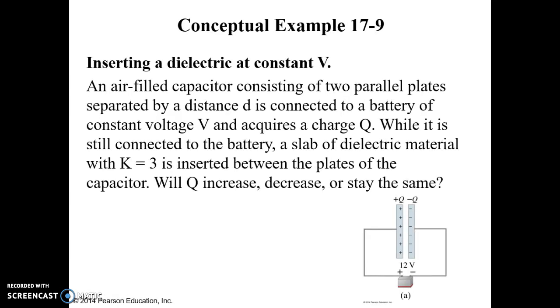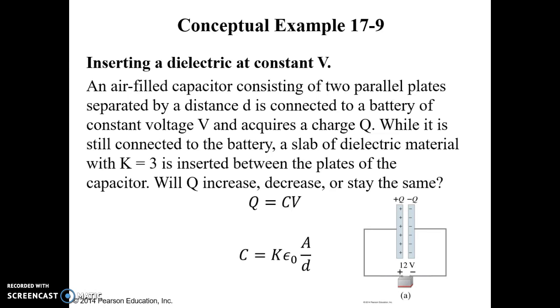Here's a conceptual example about dielectrics. An air-filled capacitor consisting of two parallel plates are separated by distance d and is connected to a battery of a constant voltage V and acquires a charge Q. While it is still connected to the battery, a slab of dielectric material with K equal 3 is inserted between the plates of the capacitor. Will Q increase, decrease, or stay the same?